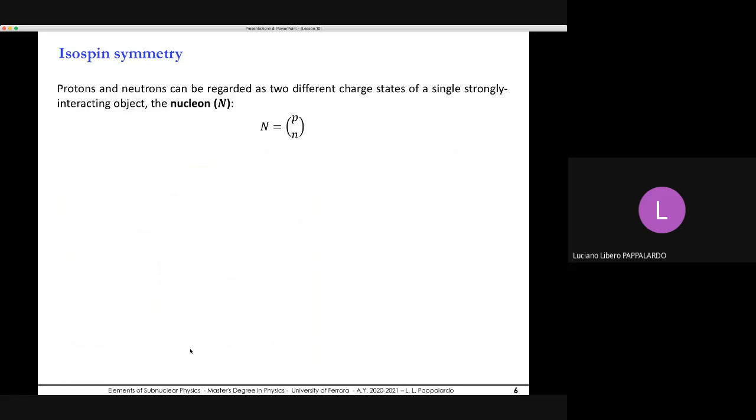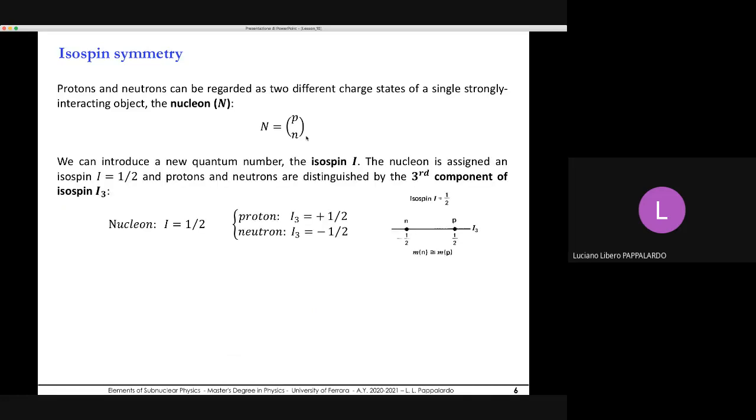And in this sense, protons and neutrons can be regarded as two different charge states of a single strongly interacting object that we call the nucleon, and we denote as capital N. So the nucleon comes essentially in two charge states, the proton with positive charge and the neutron with neutral charge. So how can we now distinguish the two, concerning the strong force? Let me introduce this new quantum number that we call isospin, and we indicate with I. The nucleon N is assigned an isospin equal to 1/2. And protons and neutrons are distinguished by the third component of this isospin, I3.